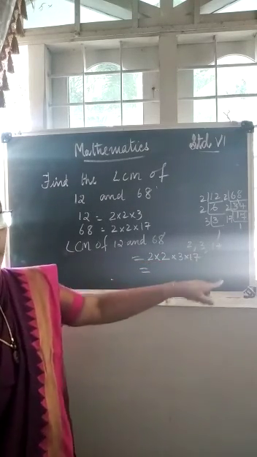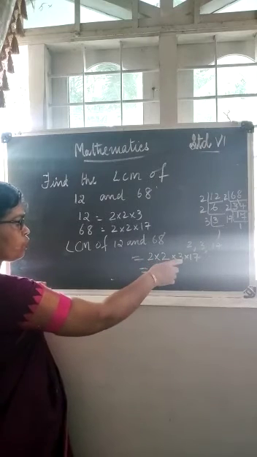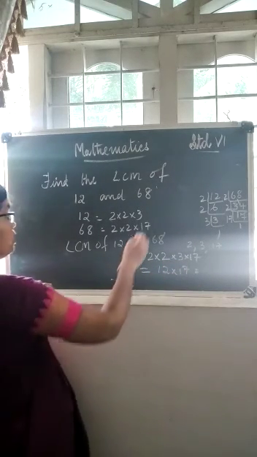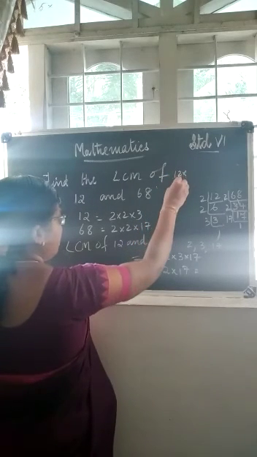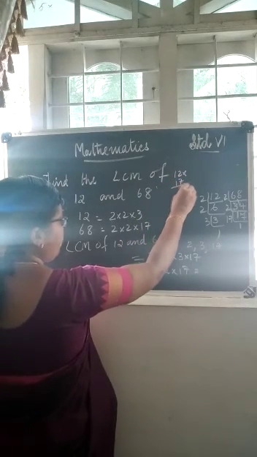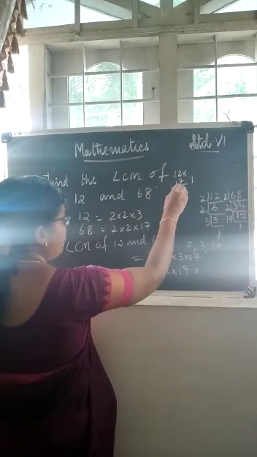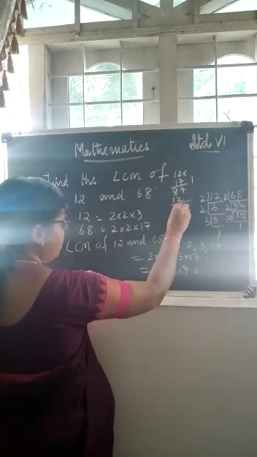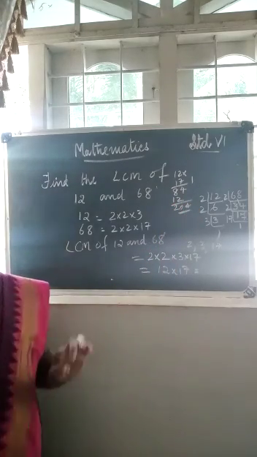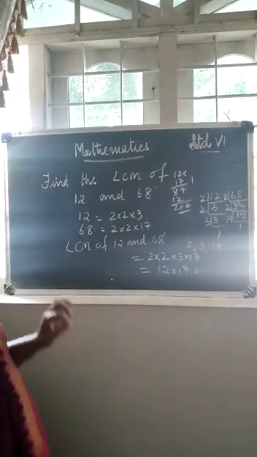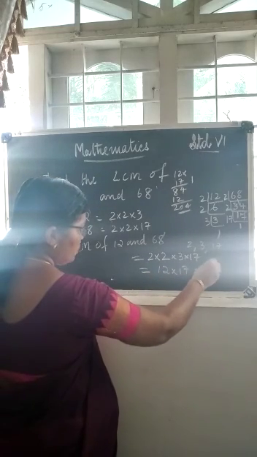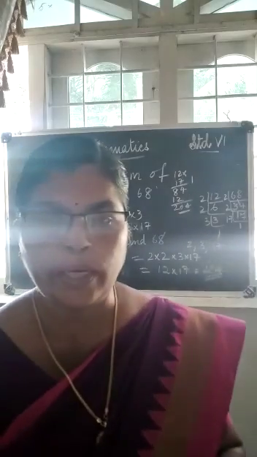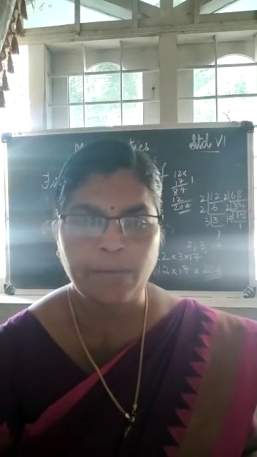This is the LCM. That is 2 2s are 4, 4 3s are 12. 12 into 17. 7 2s are 14. 7 1s are 7 plus 1 is 8. 2 1. LCM is 204. So children, I hope you understood how to do the LCM by prime factorization method.